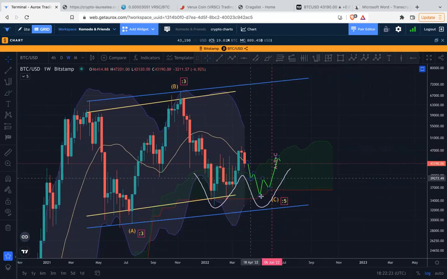It's not guaranteed to look like this. Everything I've drawn so far doesn't necessarily happen like this. So anyway, we're going to see. I think that's it though for me.